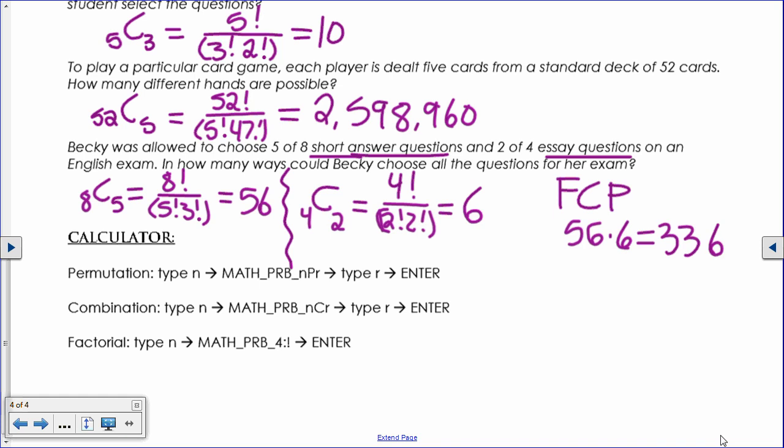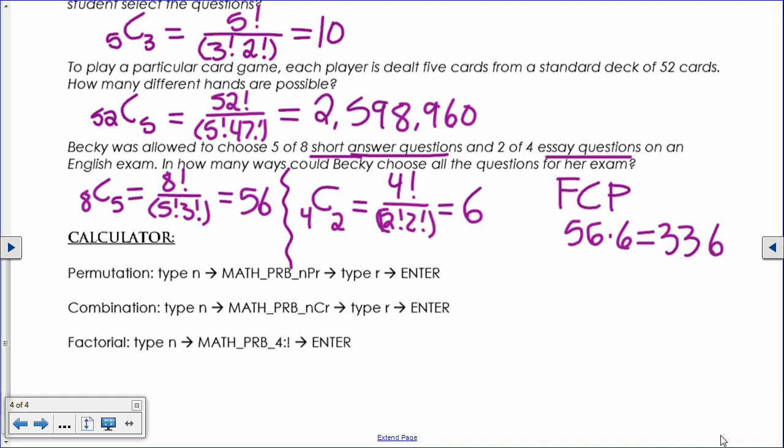You guys have to keep that in the back of your mind. If you have independent events, 2 different separate things happening, you have to multiply them together to get all of the options for both of them. There you go.